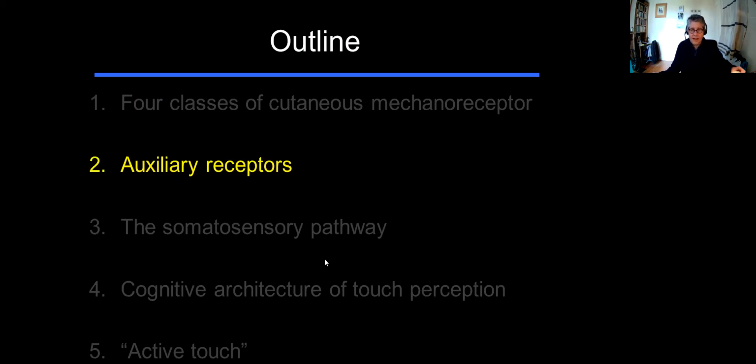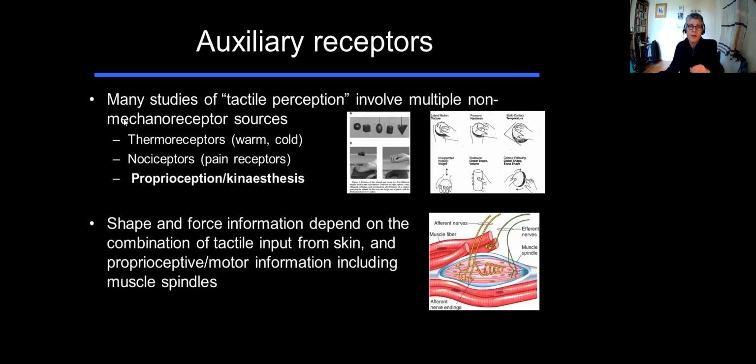Now, those are the classical receptors. But I think it's really important to mention what I've called the auxiliary receptors. This is not a proper term. This is a term that I use, because many studies of tactile perception, in quotes, actually involve multiple non-mechanoreceptor sources. Outside of neurophysiology, a lot of people will talk about touch, and they won't mean the four classic mechanoreceptor classes. They'll mean loads of other things.